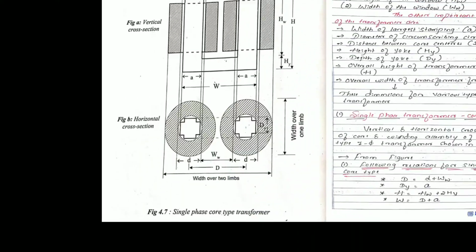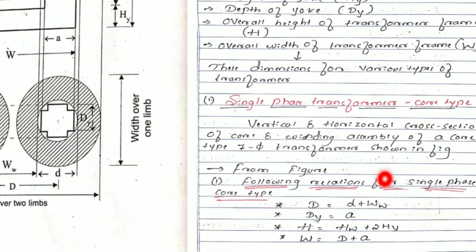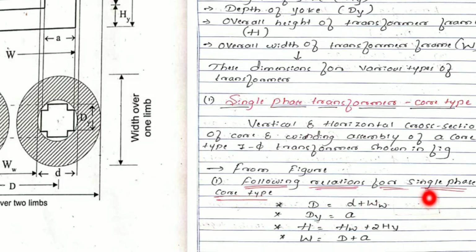So next thing: dy is nothing but the depth of the yoke, the height of the yoke. So here this will be the depth of a yoke. Depth of this yoke will be equal to what? This is nothing but the width of the largest stamping. So the depth of the yoke will be equal to the width of the largest stamping, that is small a.